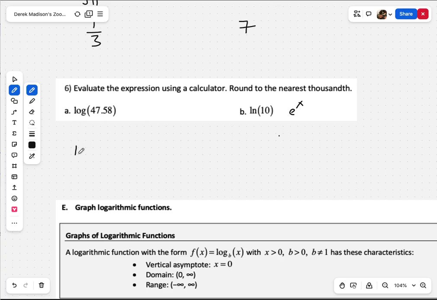If you do this right, you should get 1.677 there. So that's asking what do I raise 10 to get 47.58. So 10 to the first would be 10, 10 to the second would be 100, so it makes sense that it'd be in between there to get 47. And then this one, if you plug that in right, it should be 2.303. Again, the point of that is just to make you find where those buttons are on the calculator, as we'll need them later.